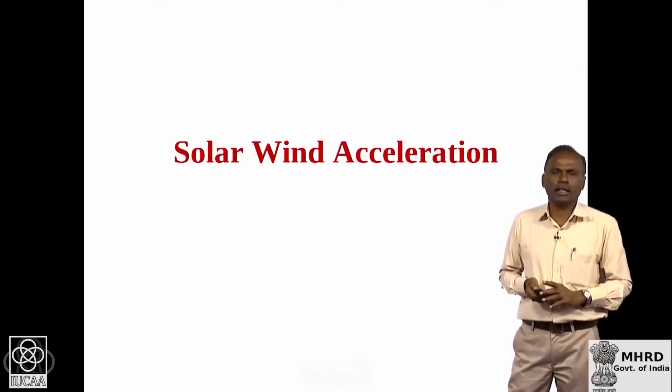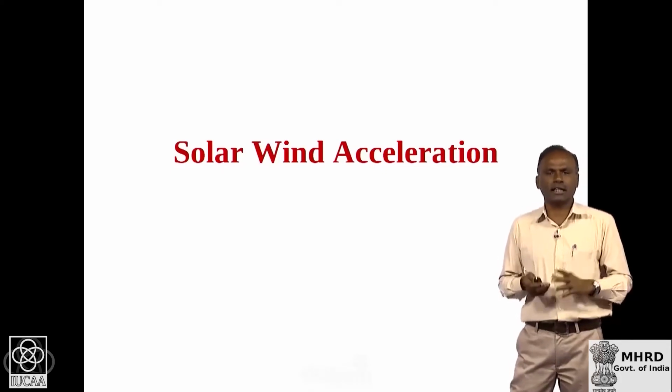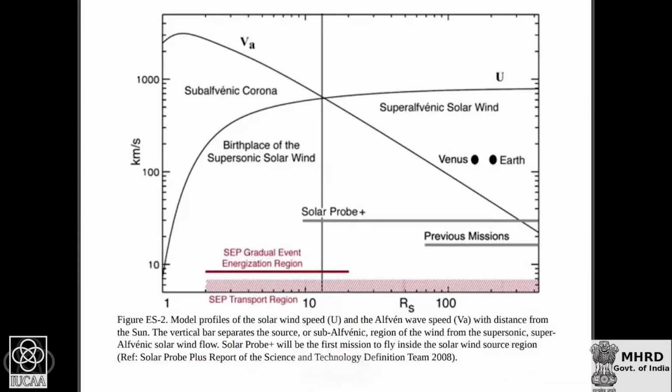So, the solar wind acceleration. How the solar wind is getting accelerated from the sun to about 10 or 20 solar radii. This plot shows the speed variation from sun to Earth orbit. How the solar wind speed is increasing from the near sun region to about 20 solar radii and beyond, and how other properties are also changing. So, we will see this plot in detail.